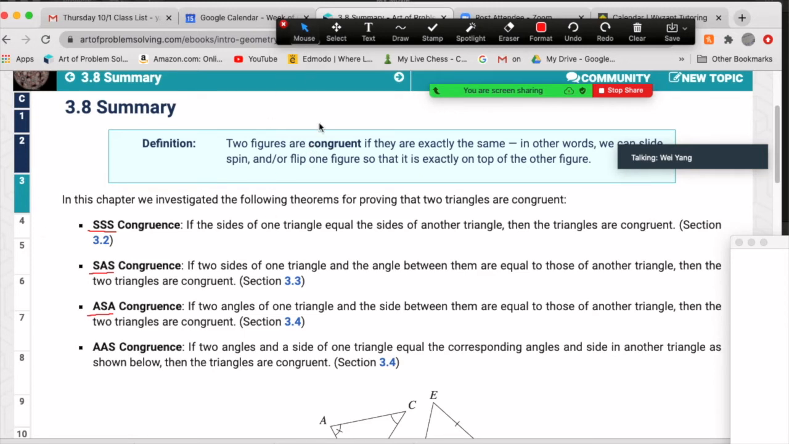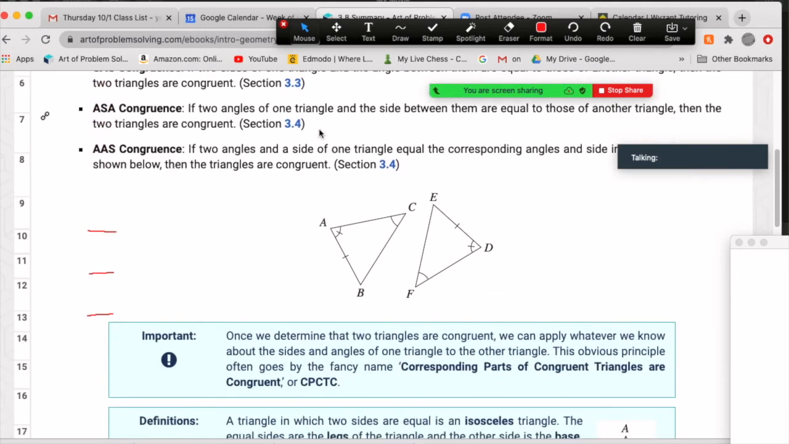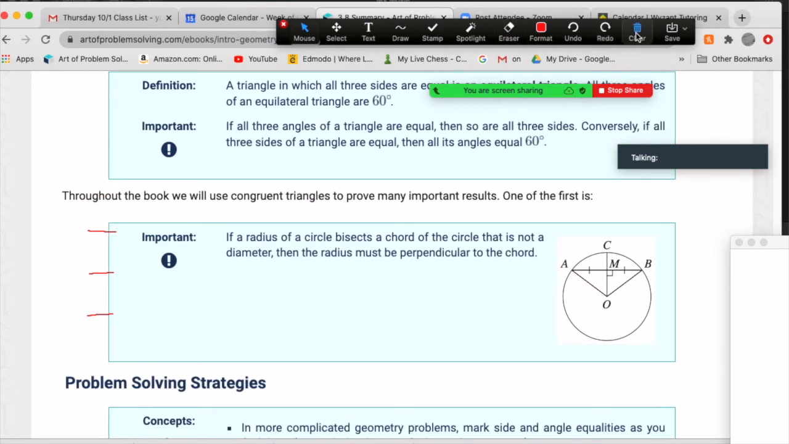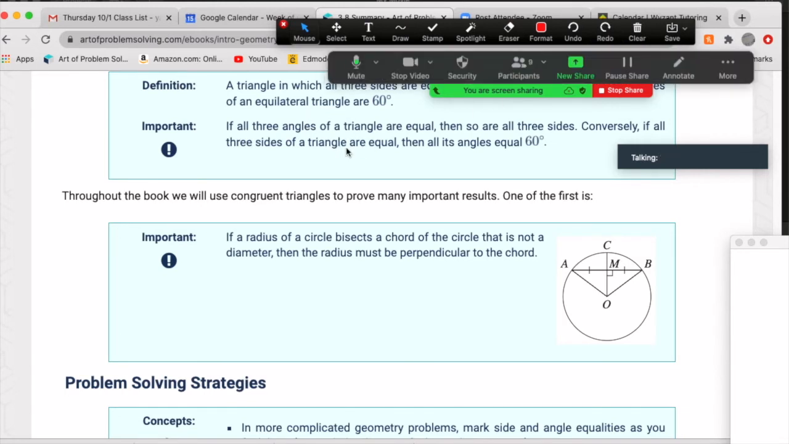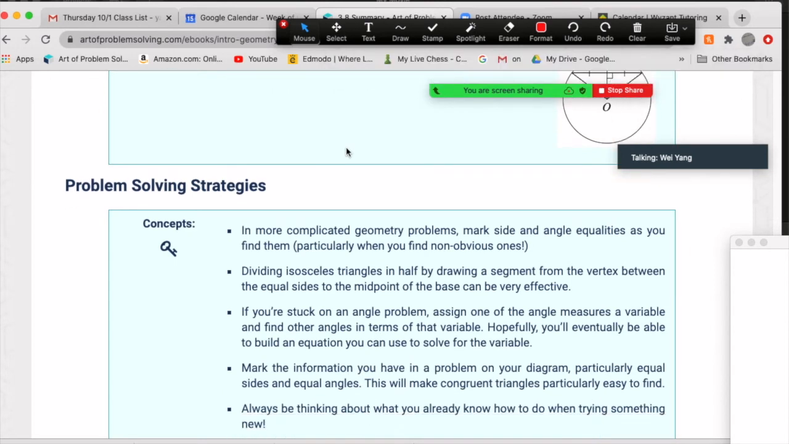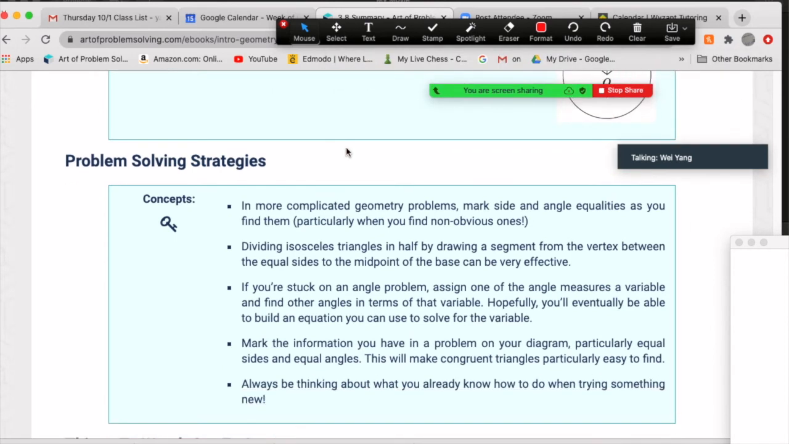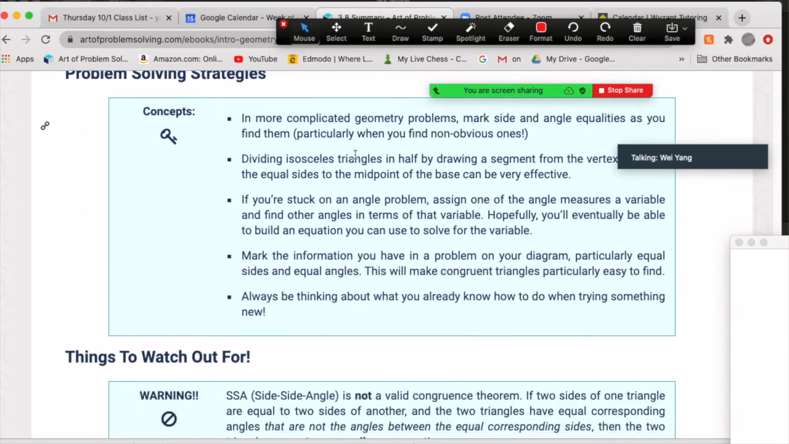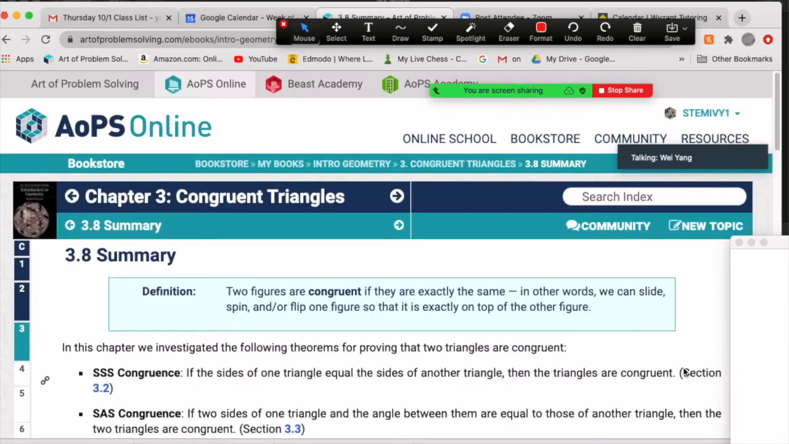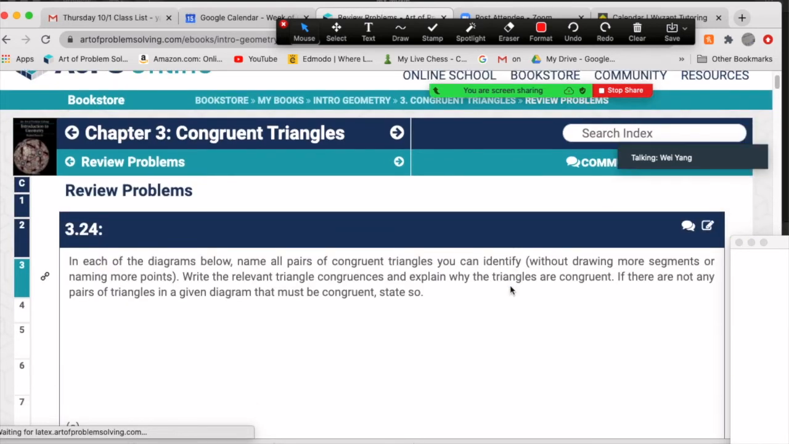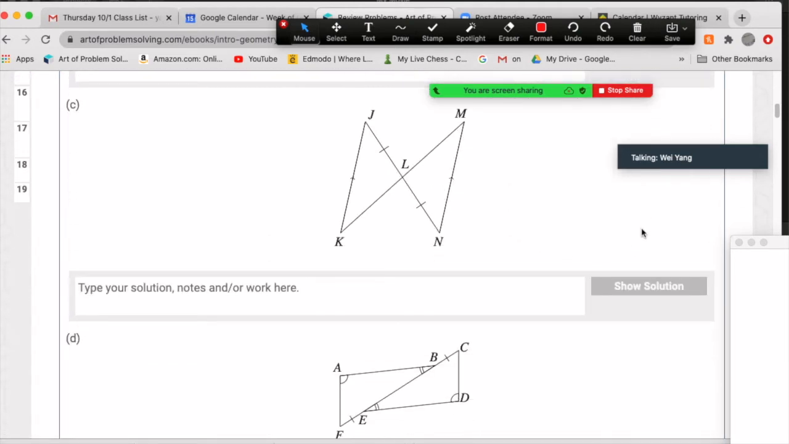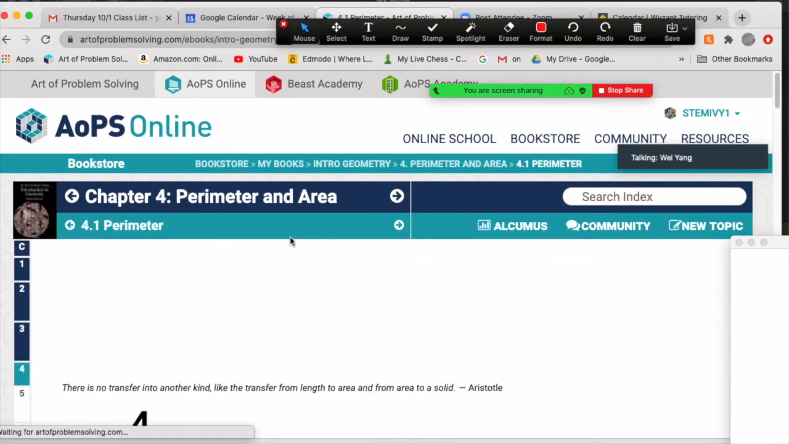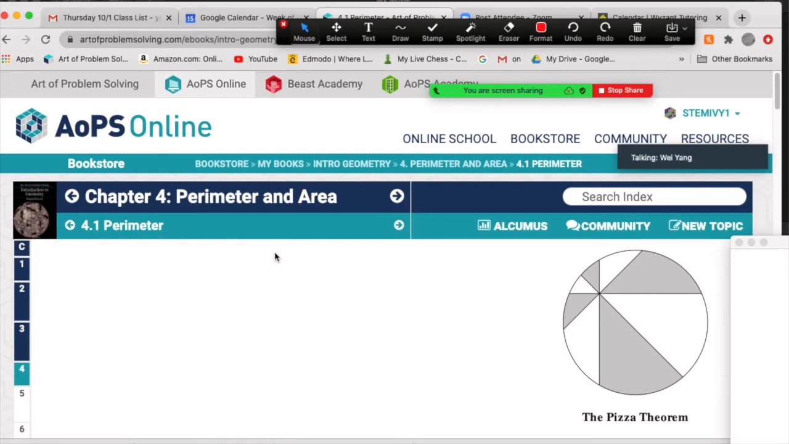Now let's see. The other thing you need to pay attention to is that SSA is not a theorem. Okay, you should know the reason. So then we finished this chapter. Now your homework, you need to finish all these review problems. And the challenge problem is voluntary. You can do it if you like. Okay, now let's go to the next chapter.